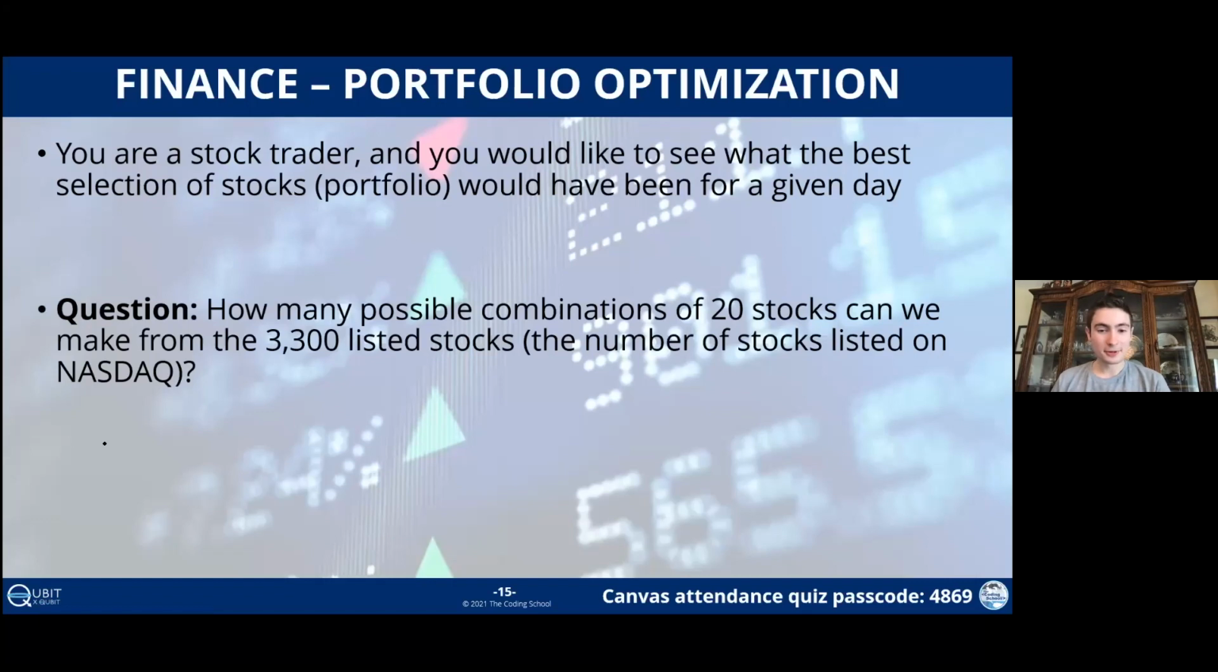So for example, if we had a portfolio size of 20 stocks, right? We wanted to invest in 20 stocks. There are 3,300 listed stocks on the NASDAQ, just as one example. NASDAQ, if you don't know this term, is a popular American exchange where you can buy and sell stocks. And so my question is, roughly speaking, how many different portfolios would you need to consider? If you wanted to find out the optimal portfolio, how many different portfolios are there?